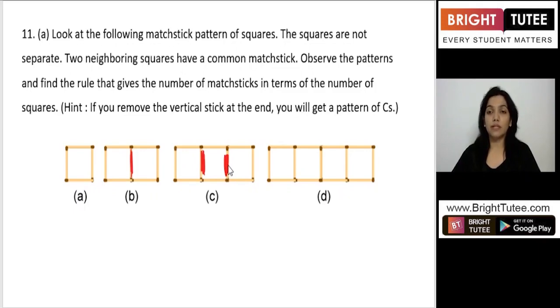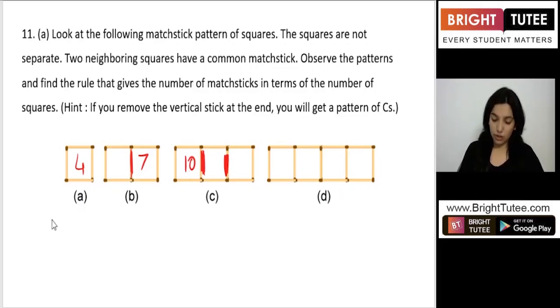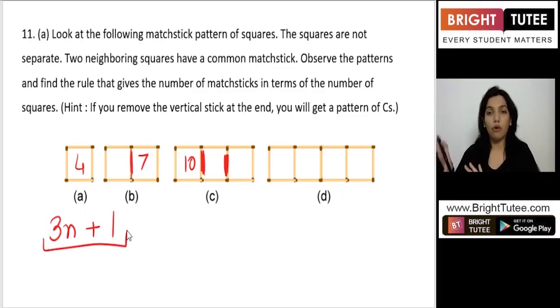If you remove a vertical stick, you will see a C pattern. So I hope you do remember, we have already discussed this question. In the first one, we have got 4 matchsticks. In the second one, we have got 7 matchsticks. In the third one, we have got 10 matchsticks, right? So this is the pattern that is being followed. So if we keep 3n plus 1 as the pattern, this will give us the number of matchsticks required in any number of such squares that we are going to form.